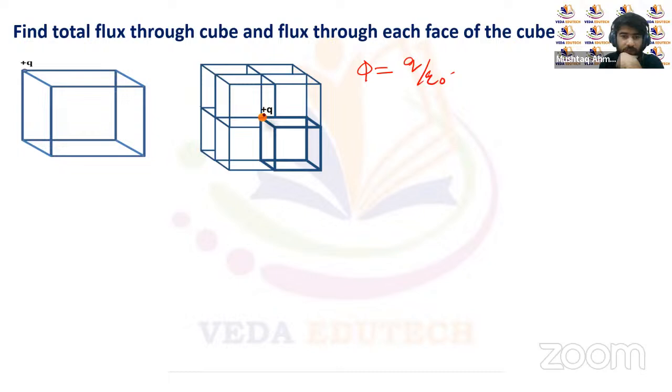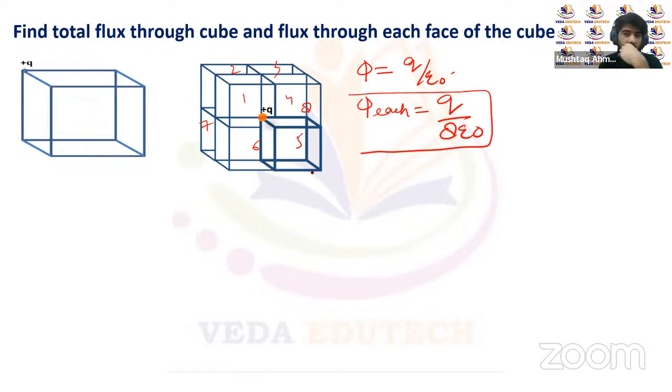But you can see here the flux through each cube. Now it is connected with the 8 different cubes. You can see this is 1, this is 2, this is 3, this is 4, this is 5, this is 6, this is 7, and there will be the 8th cube. Now the charge is at the center of this big cube. It means the flux will be distributed equally in each and every cube. So the flux through each cube will be Q upon 8 epsilon naught. So the flux through this cube will also be Q upon 8 epsilon naught, right?